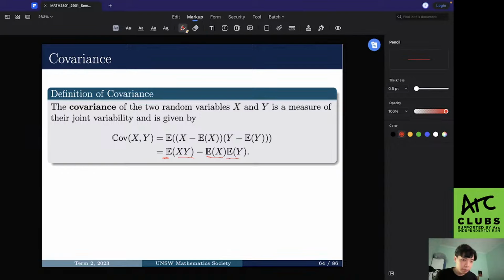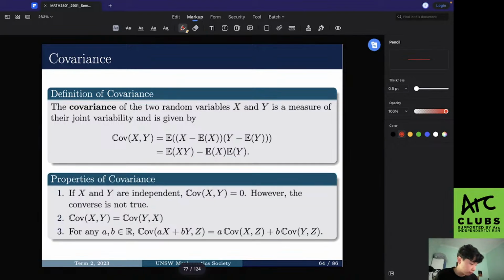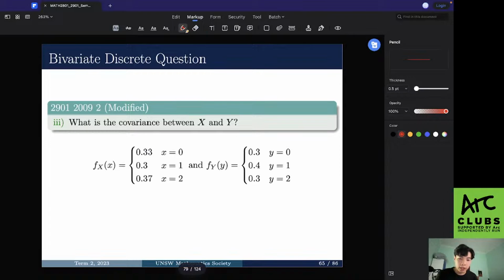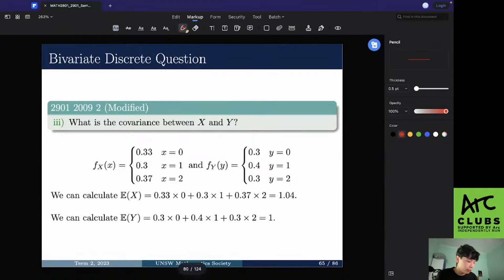So if x and y are independent, that means they don't affect each other, then covariance is 0, obviously. We also have the fact that the covariance of x and x is the same as the variance, and covariance is linear. So, what is the covariance between x and y? The first thing I'd do is find the marginal distributions of x and y, and the reason is because that lets us find the expected values of x and y, right?